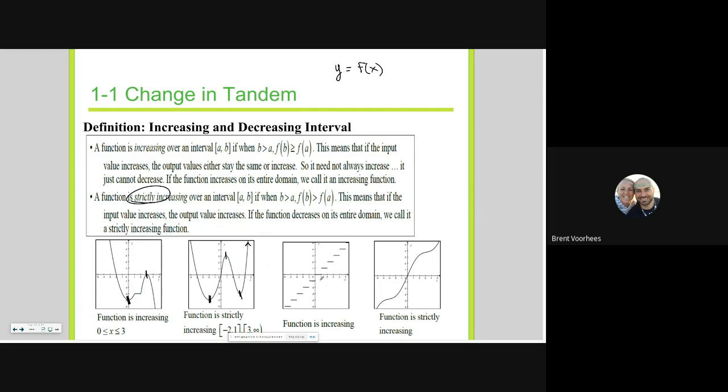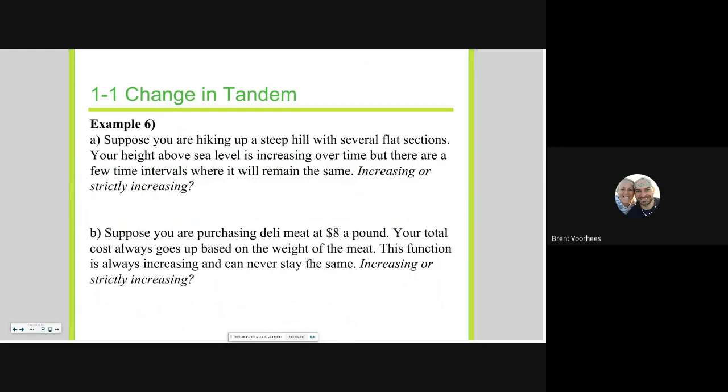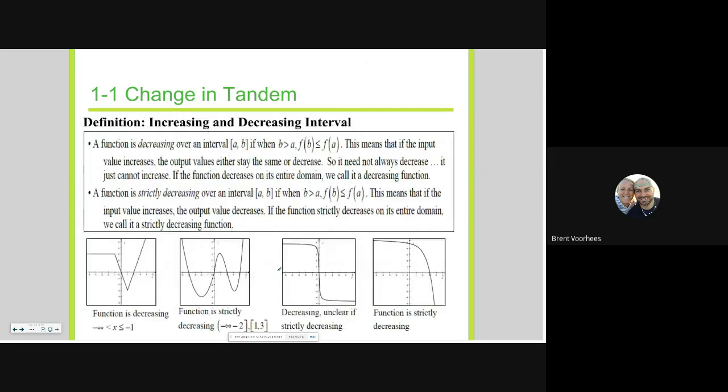Okay, what about this one? What's going on from left to right? It's increasing. Is it only increasing though? No, there's some constant part. So would it be strictly or just increasing? Just increasing. And finally, this one. It's strictly increasing. Okay, next slide describes, oh, sorry, I have examples I want to show you. This one will show you decreasing.